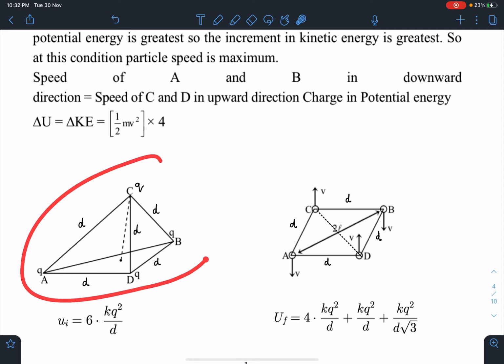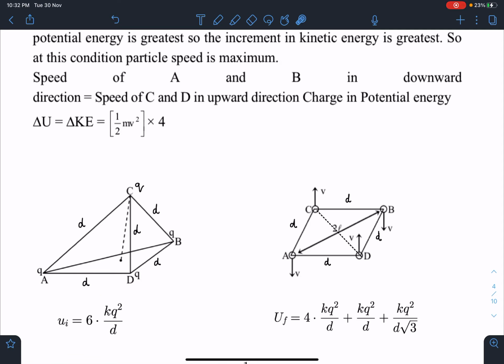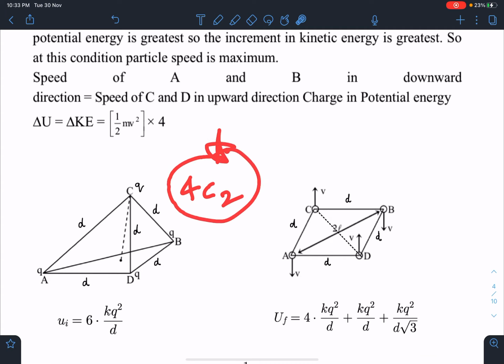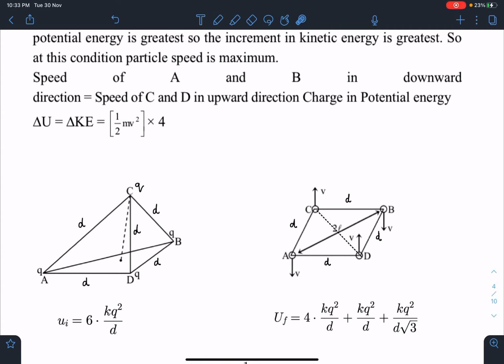So initially, all the charges are at a distance of d, and we are taking a pair of 2 at a time. So there are 4 charges, so total number of terms will be 4C2 in potential energy. And since all distances are identical, directly I can say here this Ui is going to be 6 times kq square by d.